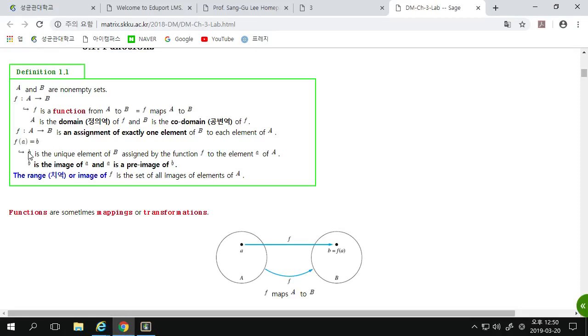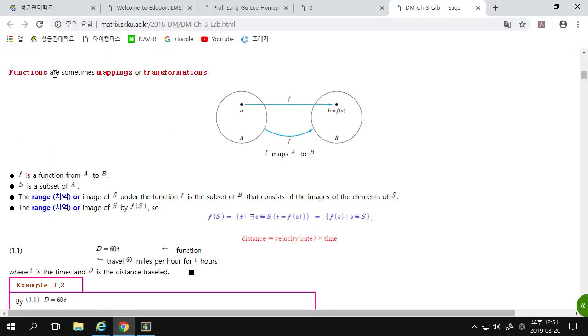And b is the unique element of B assigned by the function f to the element a of A. Then we call b the image of a, and a is the pre-image of b. So b is the image of a, and a is a pre-image of b. And the set of all images of elements of A is called the range of f, or the image of f. Functions can also be called mappings or transformations.